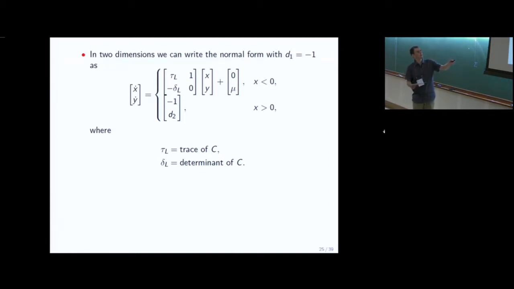And then this vector was the vector D, where we had d1, d2, and so on. And remember, in our normal form, d1 is either plus or minus 1. So for today, we'll assume that d1 is minus 1, which means that orbits are approaching the switching manifold from the right.